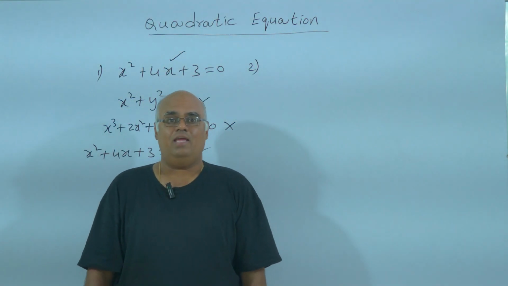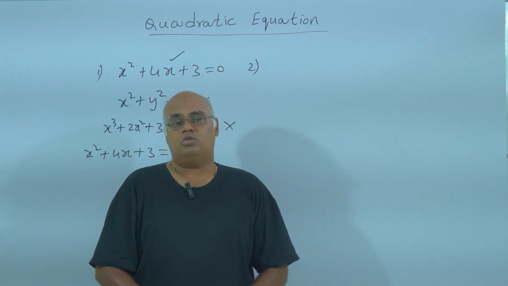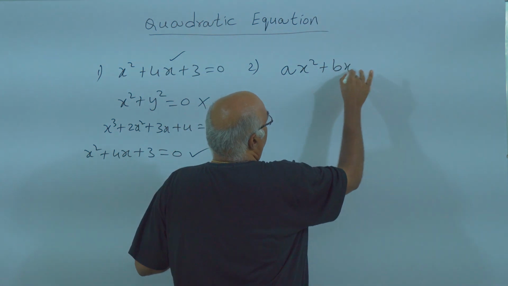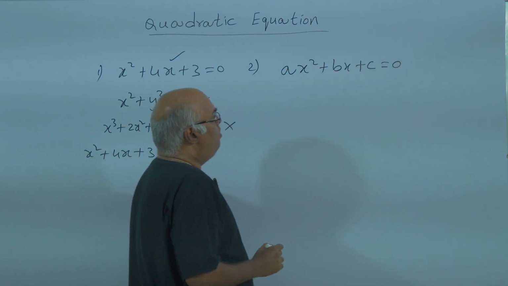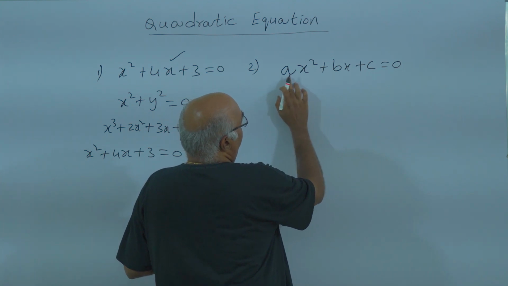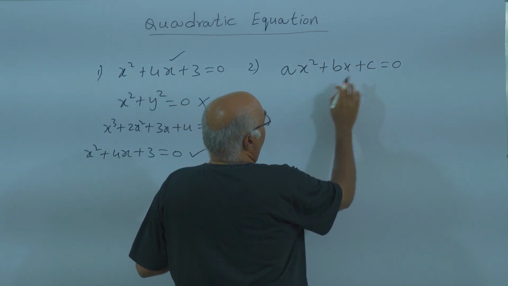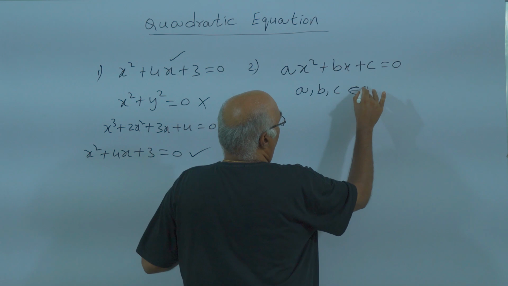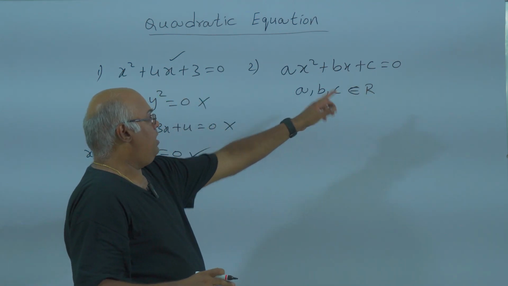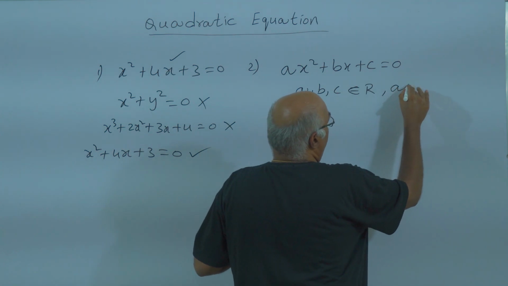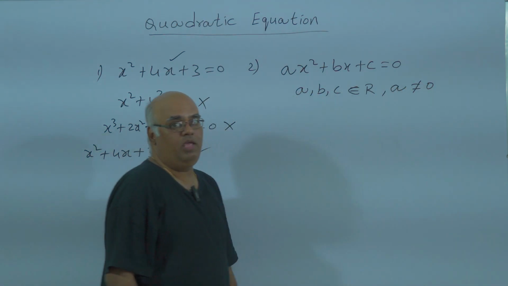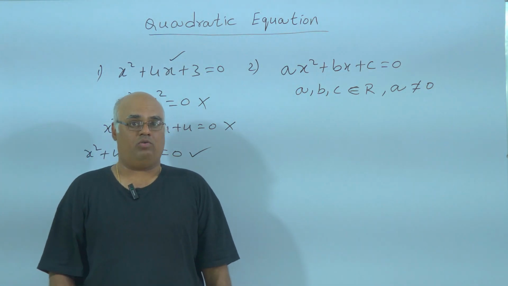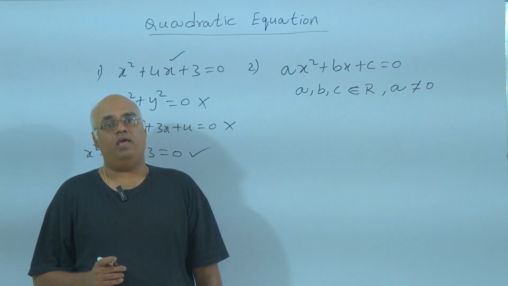Now let us see the standard form of the quadratic equation. The standard form of a quadratic equation is ax square plus bx plus c is equal to 0, where a is the coefficient of x square, b is the coefficient of x, and c is a constant. This a, b, c should be real numbers, and a should not be equal to 0. If the value of a is equal to 0, that is, if the coefficient of x square is equal to 0, then we cannot call it a quadratic equation.